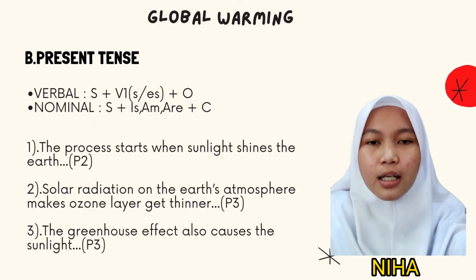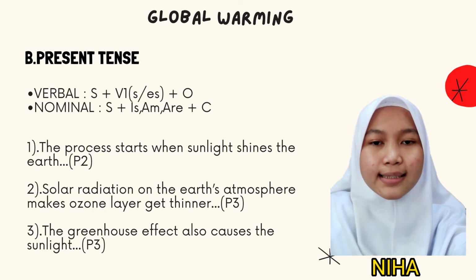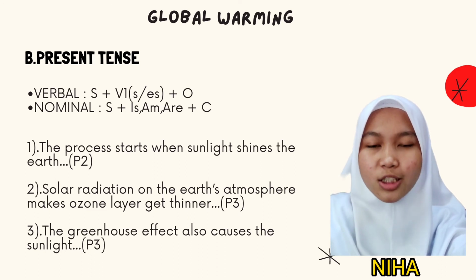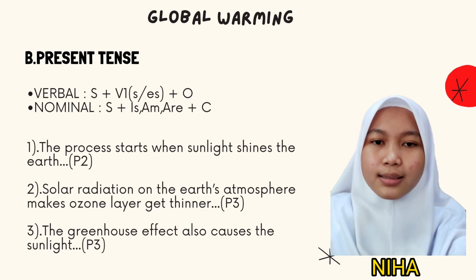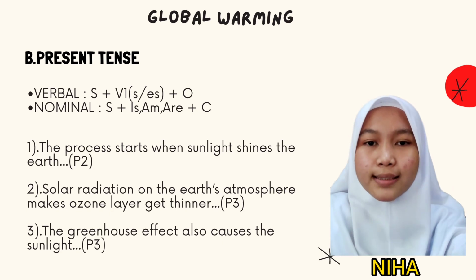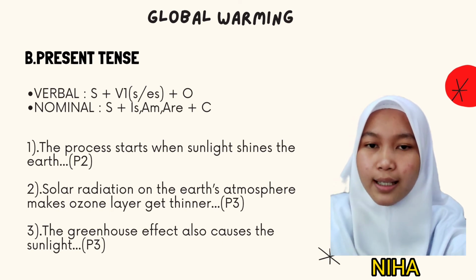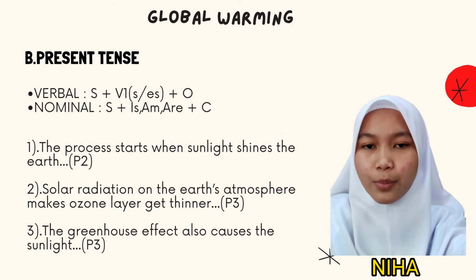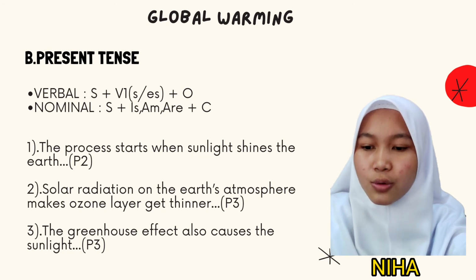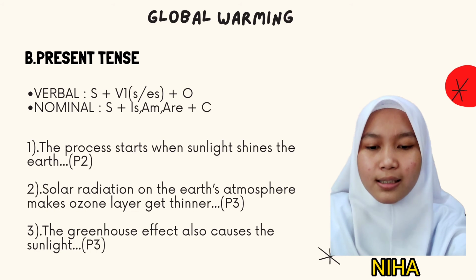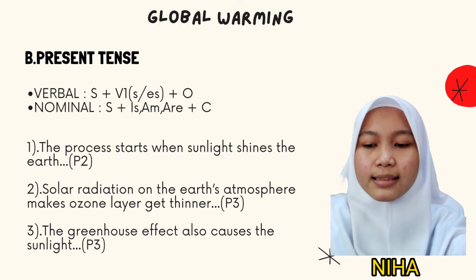B. Present tense. The formula of verbal: subject plus verb 1 s/es plus object. The formula of nominal: subject plus is/am/are plus complement. Three examples of global warming explanation text that use present tense, namely: Number 1, the process starts when sunlight shines the earth. Number 2, solar radiation on the Earth's atmosphere makes ozone layer get thinner. And the last is the greenhouse effect also causes the sunlight.